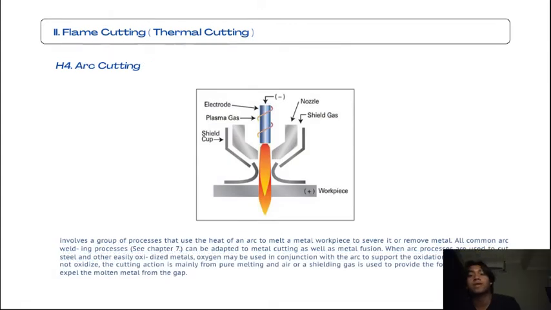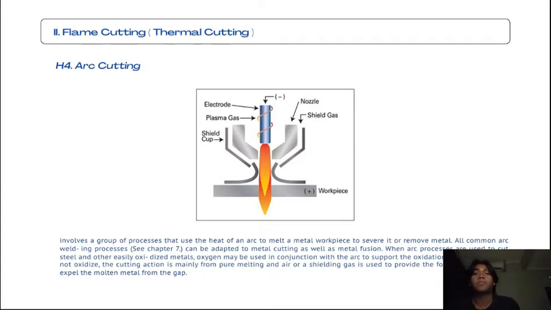So the fourth subtopic of flame cutting is arc cutting, which involves a group of processes that use the heat of an arc to melt a metal workpiece to sever it or remove metal. They are all common arc welding processes and can be adapted to metal cutting as well as metal fusion. When arc processes are used to cut steel and other easily oxidized metals, oxygen may be used in conjunction with the arc to support the oxidation. In metals that do not oxidize, the cutting action is mainly from pure melting, and air or a shielding gas is used to provide the force needed to help expel the molten metal from the gap.